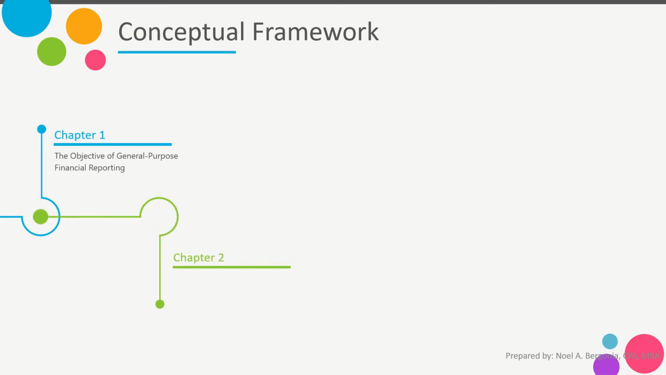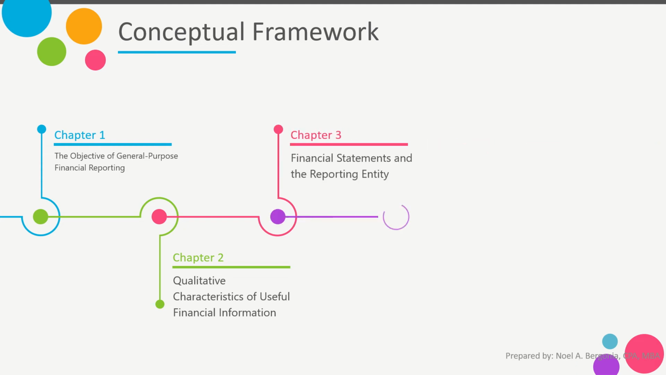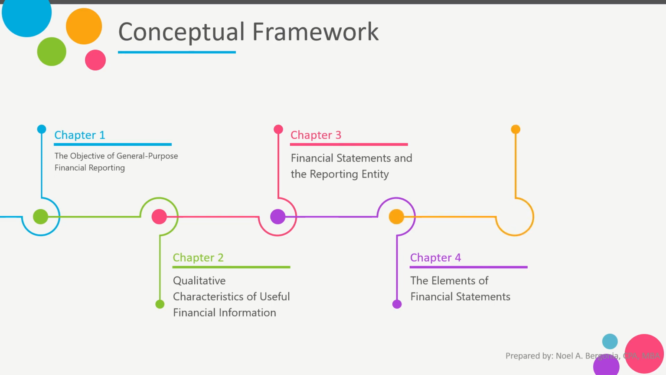So let's just have a short recap of what we discussed in the previous video about the first 5 chapters of the conceptual framework. We started in Chapter 1, which refers to the objectives of general purpose financial reporting, wherein the main objective is to provide information to the primary users of financial information, such as the existing and potential investors, the lenders and the creditors, and also some other users of financial information in making economic decisions.